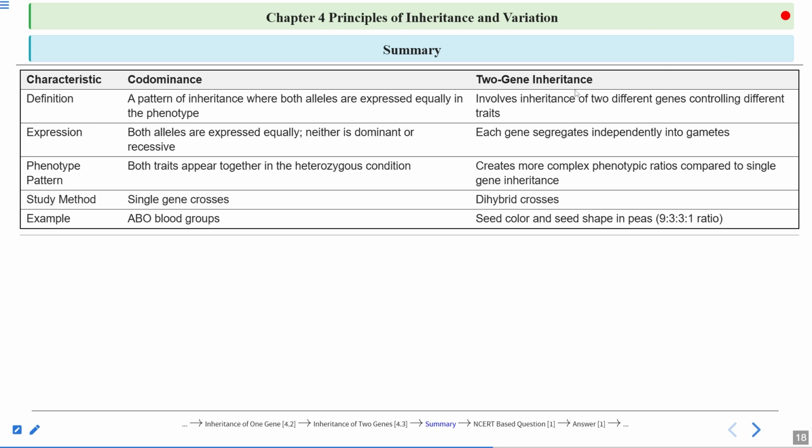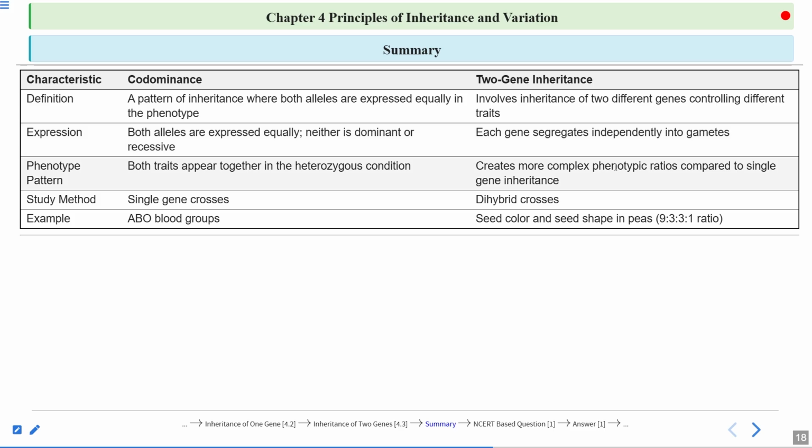Now, two gene inheritance involves inheritance of two genes controlling two different traits. Here each gene segregates independently into the gametes. We'll talk about this when we talk about the law of independent assortment. Here each gene segregates independently into the gametes.